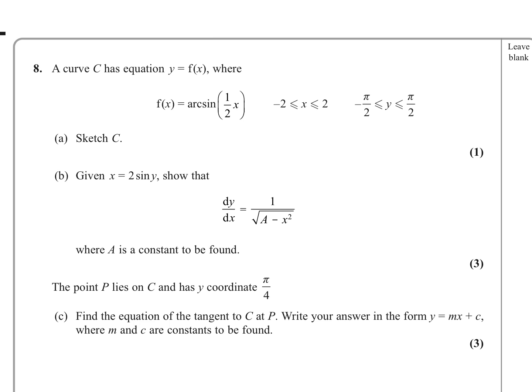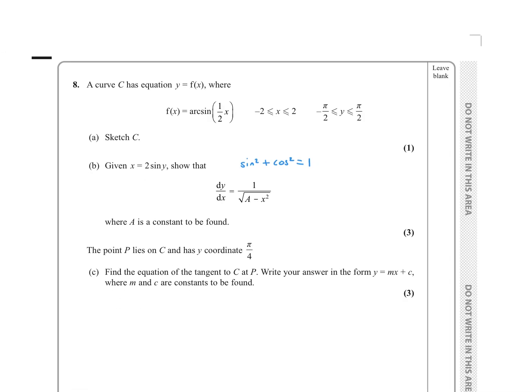Question 8. I love these types of questions because you always have to use the same formula. Whenever you see anything like this, always write down sine squared plus cos squared equals 1. It'll help you. If I do this question right now, we have f of x equals arc sine half x. Sketch C. This is literally worth 1 mark.